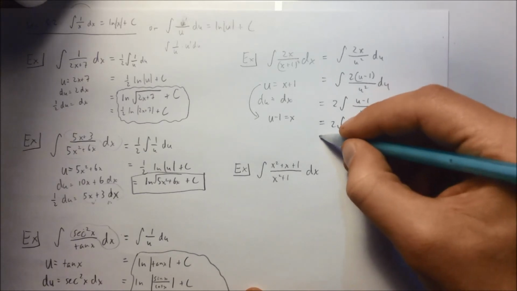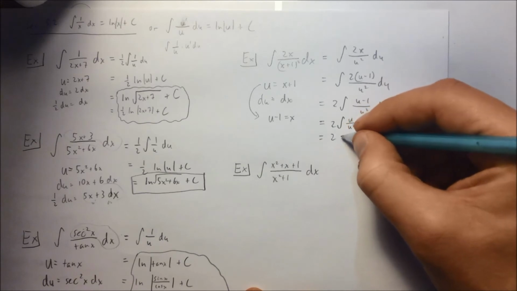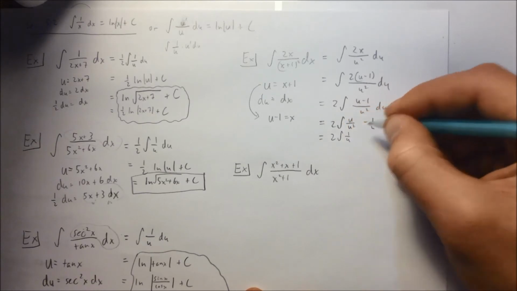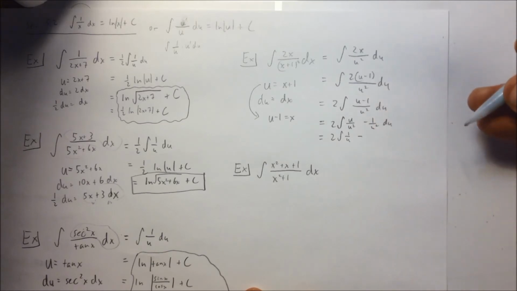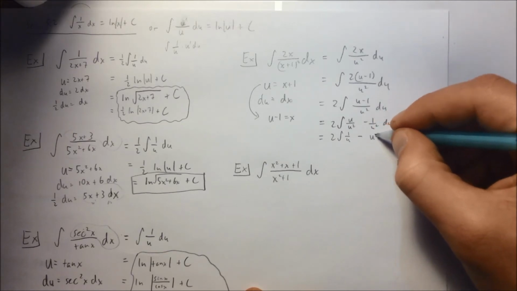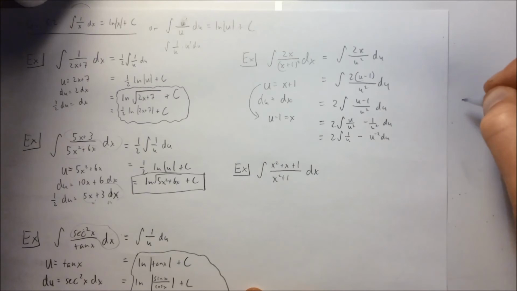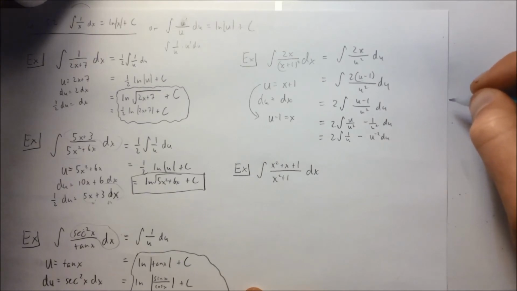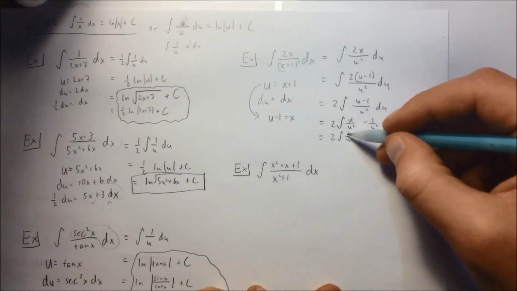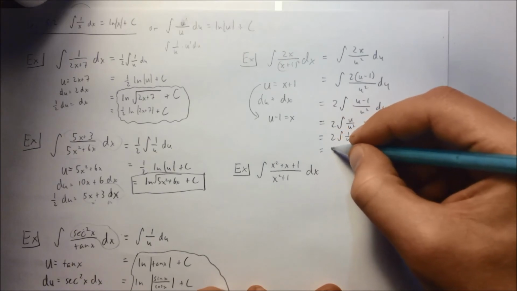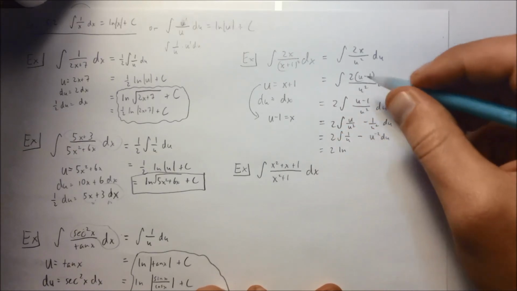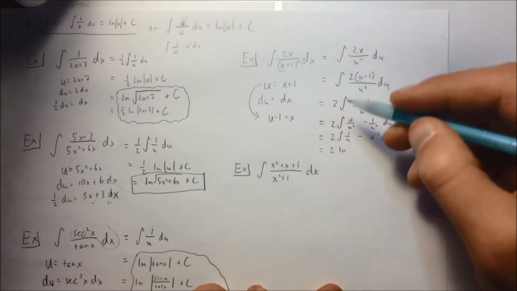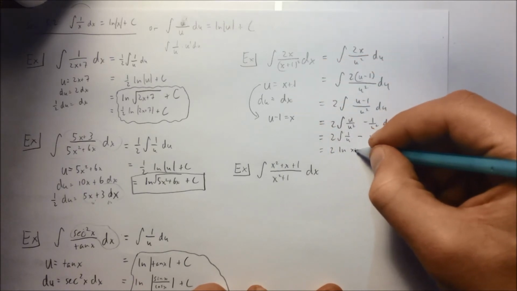Hey, guess what this is? 1 over u. And then this is just u to the negative 2. Not too bad, huh? Because 1 over u is going to be the natural log of u, which we said was x plus 1.